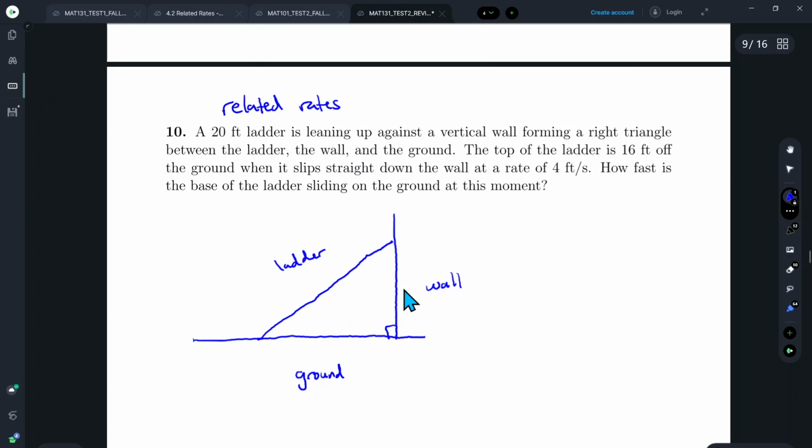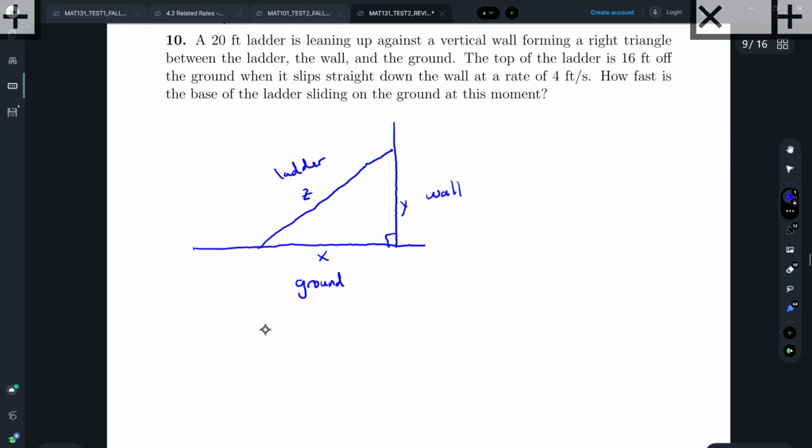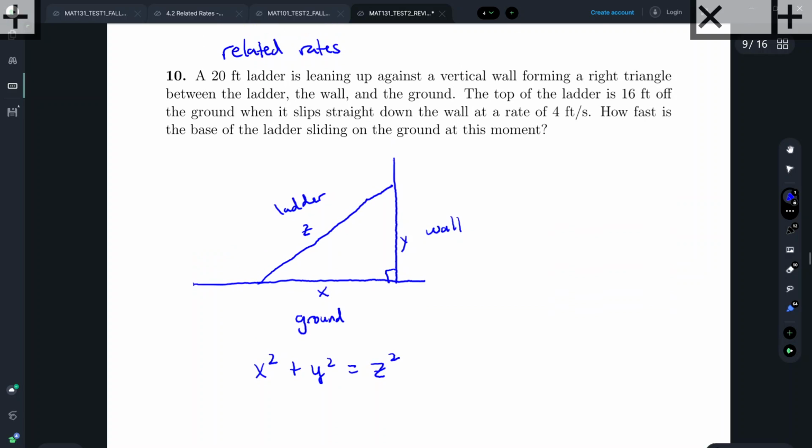So let's label some variables, right? Let's say the ground is x, the wall is y, and the ladder is z. Then, because it forms a right triangle, you have the equation x squared plus y squared equals z squared from the Pythagorean theorem.